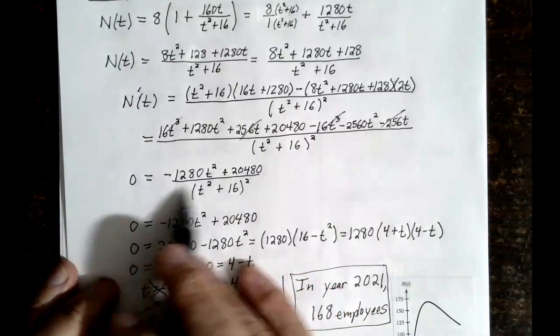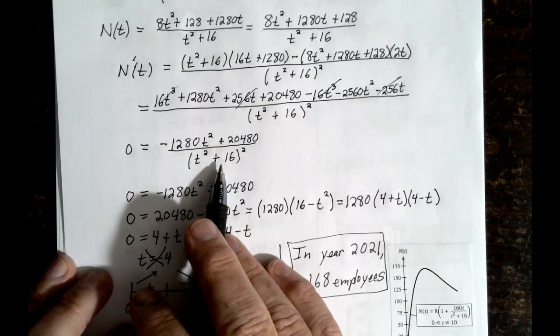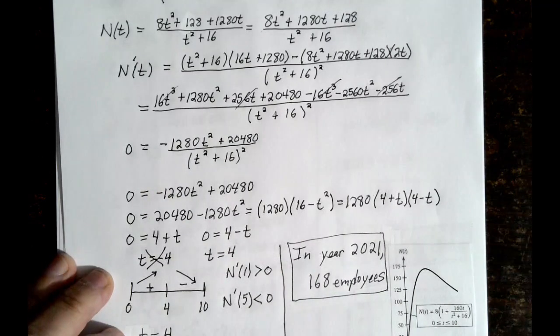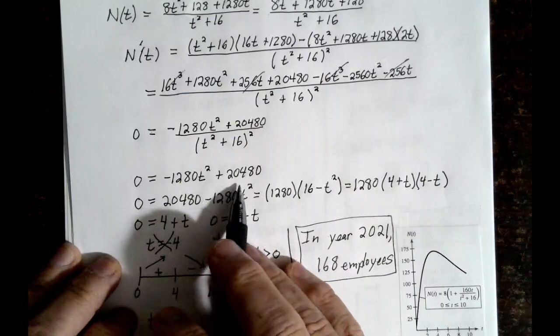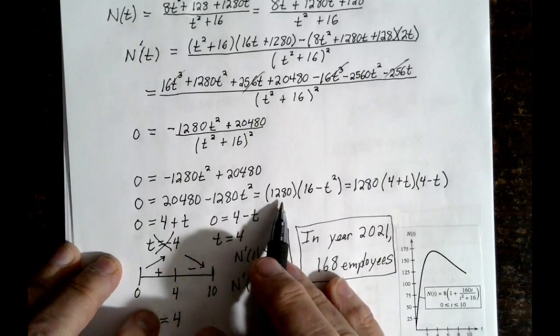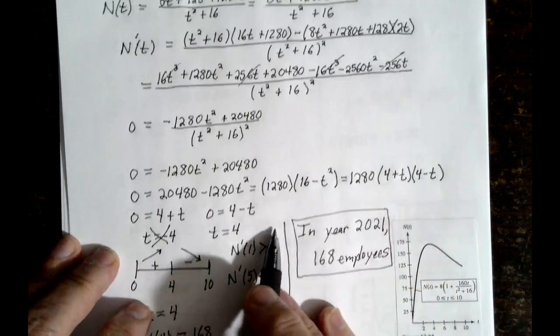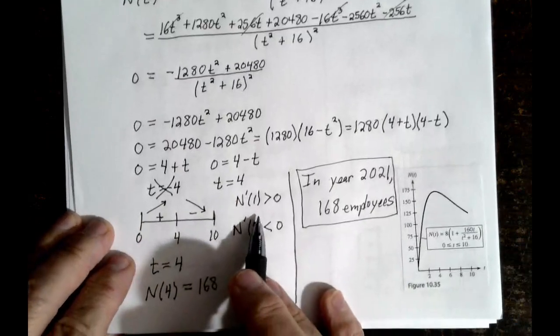Now when you set that equal to 0, your denominator doesn't give you any real answers, because t squared plus 16 is never equal to 0. But your numerator is going to give you an answer. So when you set the numerator equal to 0, you can factor out a 1280, and then what's left factors to 4 plus t, 4 minus t. Setting each of those equal to 0 gives you t equals plus or minus 4.